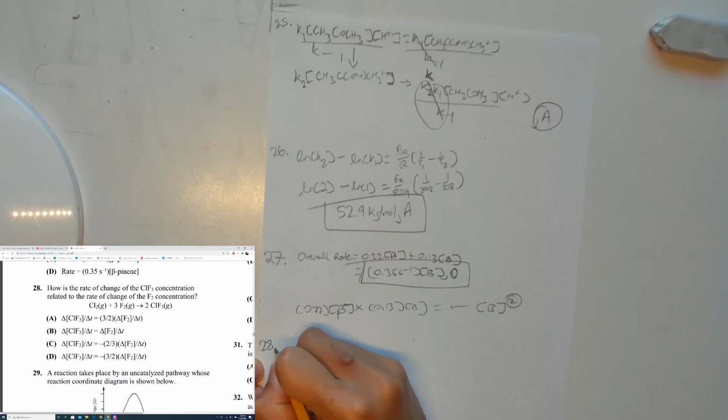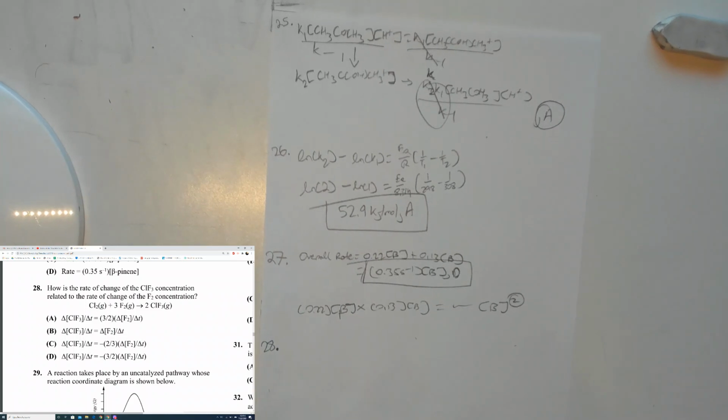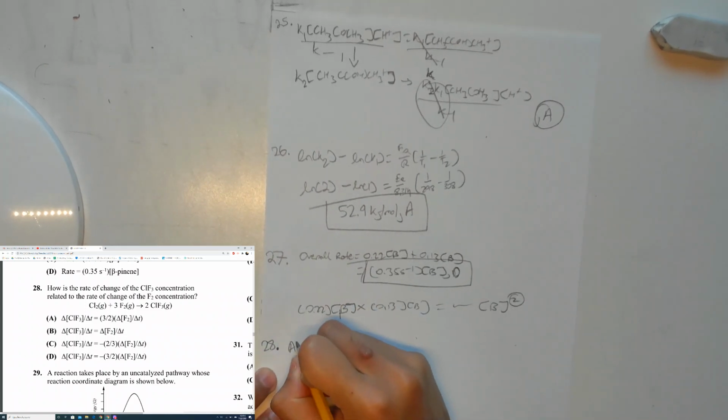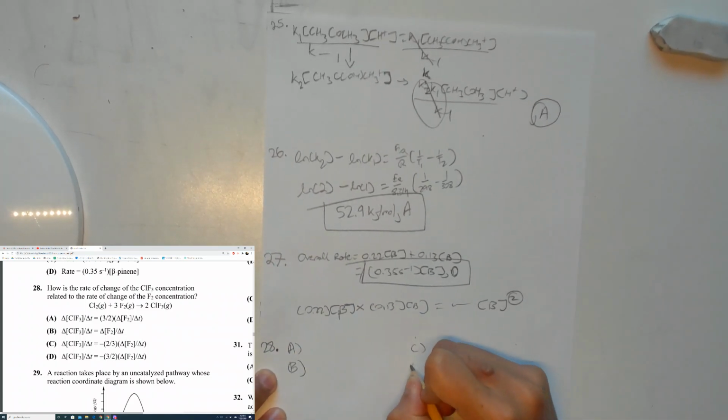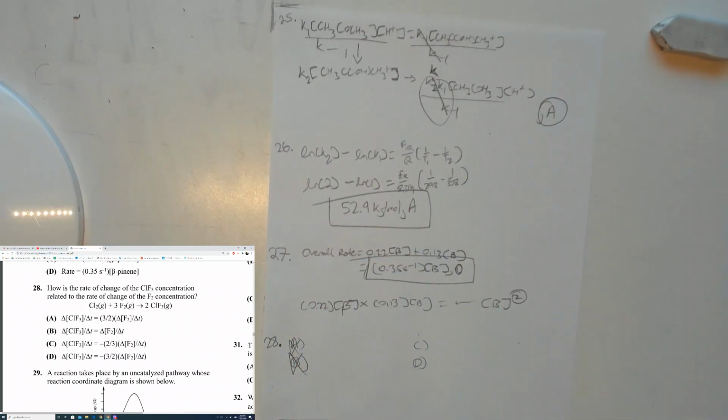28. How is the rate of change of the ClF3 concentration related to the rate of change of the F2? Now, like I said, there are some very easy questions. ClF3 concentration increases and the F2 concentration decreases, because ClF3 is a product and F2 is a reactant. So you can easily cross out A and B because there's no negative sign.